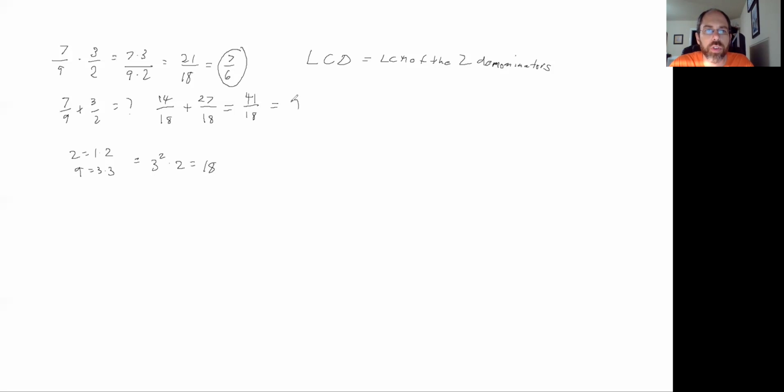If I wanted to, I could convert this into a mixed number, in which case 18 goes into 41 2 whole times. 2 times 18 is 36. I would have a remainder of 5 in that situation and leave the remainder in terms of 18ths. Either one of these formats is going to be acceptable to me. But this is the logic of what we're doing here. We need to get these on the same terms in order to work with them.